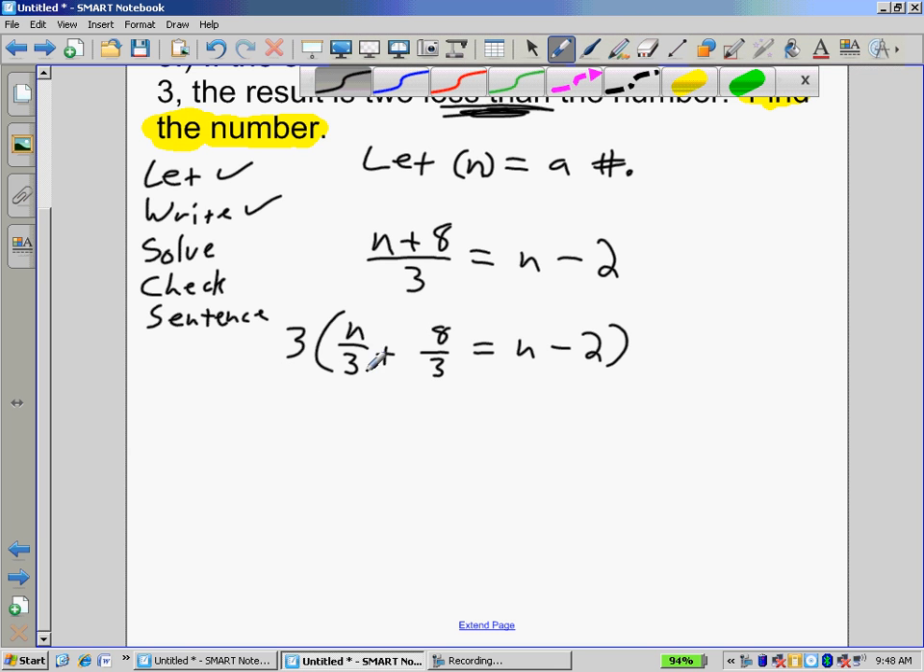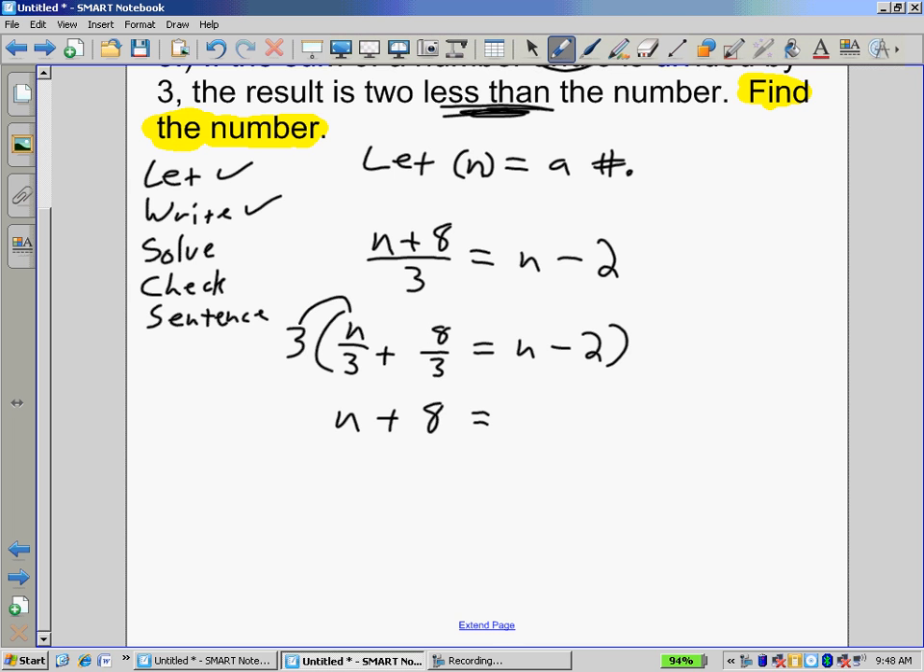3 divided by 3, 1 times n is n. 3 divided by 3 is 1 times 8 is 8. And now I do have to distribute each part. Be very, very careful on that. Just because you don't have a fraction doesn't mean you don't have to distribute. So 3 times n is 3n. 3 times 2 is 6.